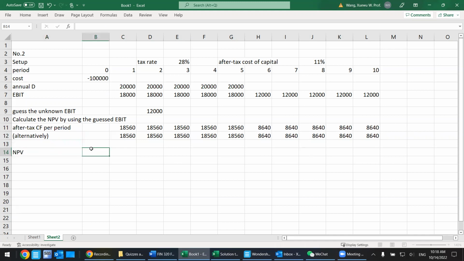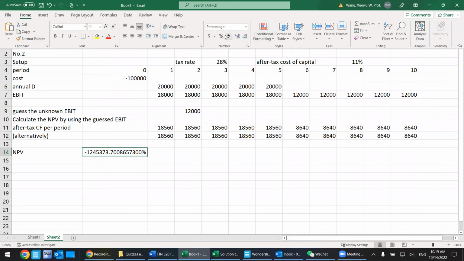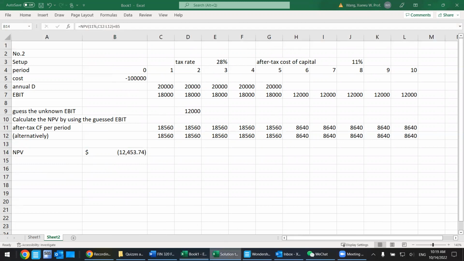So now I can actually calculate the NPV. We know the Excel NPV function is messed up, but we can still use it if you know how it is messed up. So we're going to look at the present value of all the future cash flows, and we manually put back initial investment. All right, so that's going to be the NPV for this particular project, and I need to format this as a dollar. This is telling me if the unknown EBIT is 12,000, then this is actually a bad project because the NPV is actually negative.